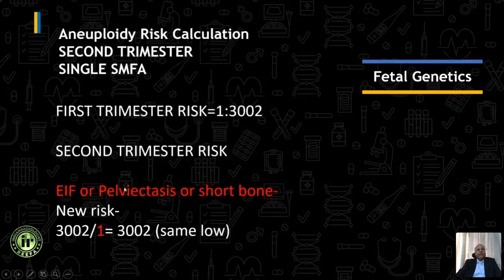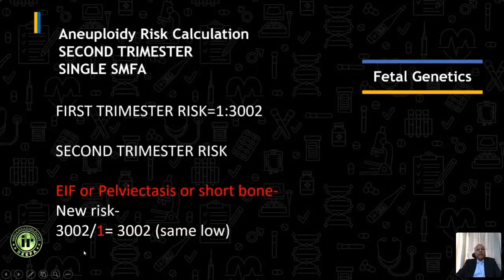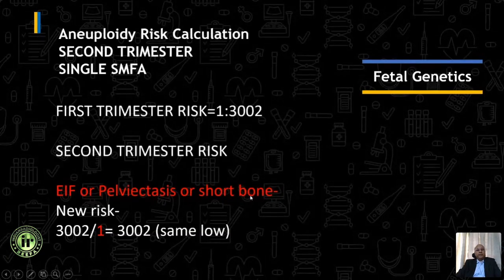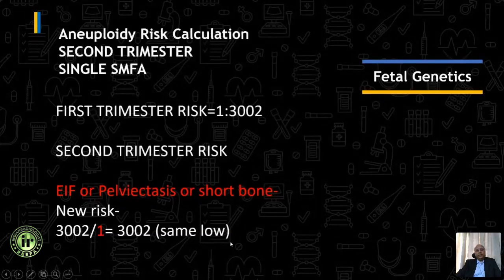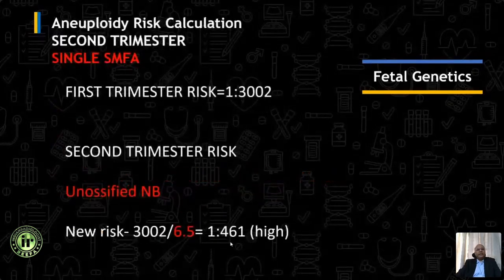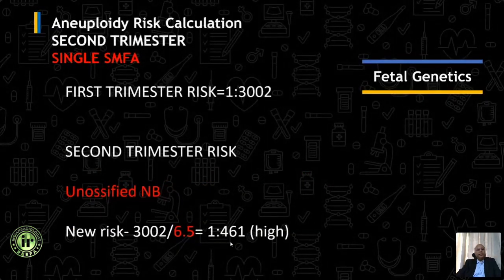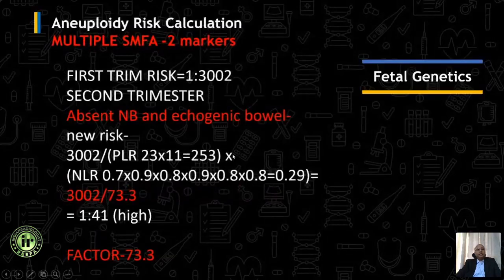Now, suppose we have echogenic focus or pelvic ectasia or a single short bone, then the likelihood ratios of these are 1. Hence, the first trimester risk of 3002 divided by 1 remains 3002. So when we have these markers, the risk does not alter, and we have the same risk. So it is easy when there is a single second trimester marker, because all you have to do is just take the likelihood ratio from the table, divide the first trimester risk by the likelihood ratio, and get a new risk. Now let us see if there are two markers.